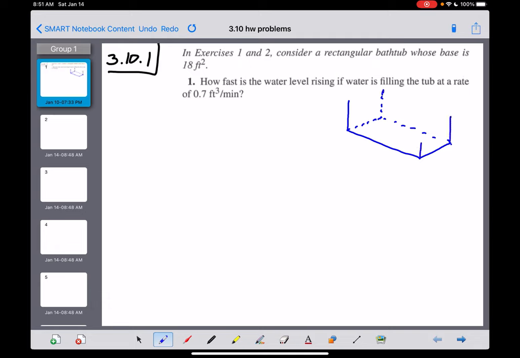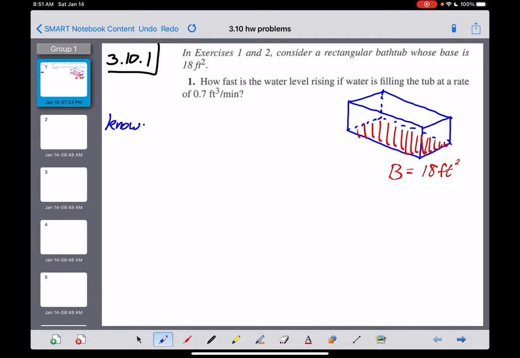And so water is filling in the bathtub, and that water level is rising over time right here. So this is more or less what we're looking at. And the important thing, I think here, guys, is that the area of that base that I'm shading in red right there, and usually we use a capital B in geometry for the area of the base, is going to be 18 square feet.